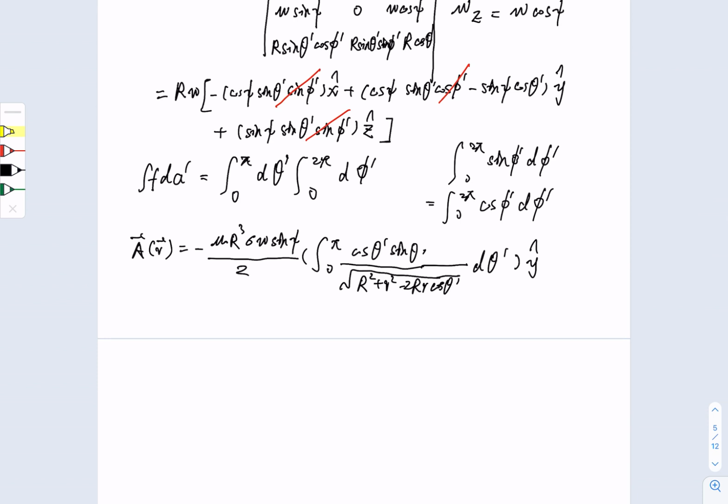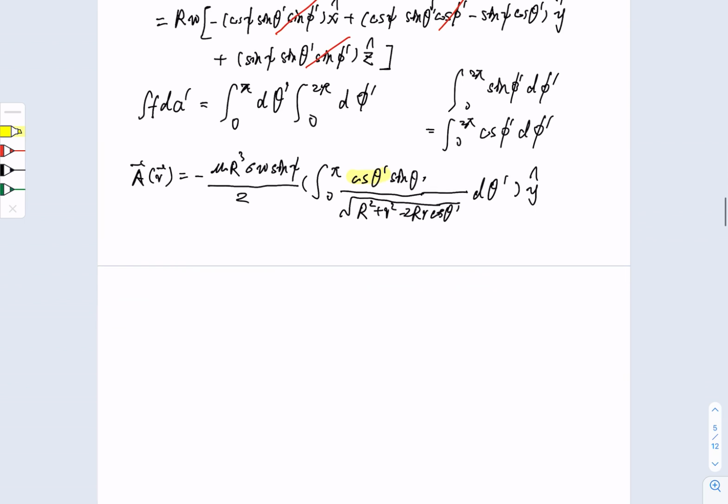I believe in lecture 1 we did a similar integral, except that in that case we didn't have this cosine theta prime. In this case, we have an additional cosine theta prime in the integral. So in principle, this integral can be done mathematically, without any input from the physics side.